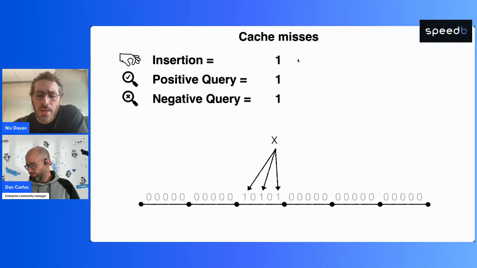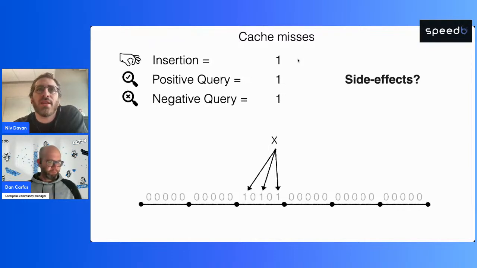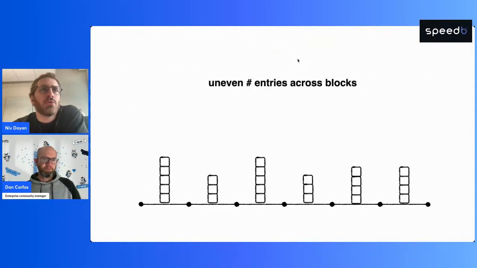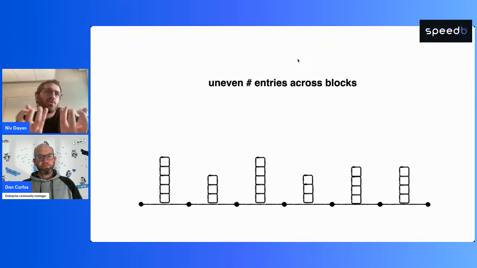So far the picture seems pretty rosy, but as is the case with computer science, whenever we do something, there's usually some trade-off, and there's a trade-off here too. The side effect is that block Bloom filters lead to an uneven distribution of entries across the different blocks, or the different cache lines. A different number of entries might be hashed to each one of these blocks.